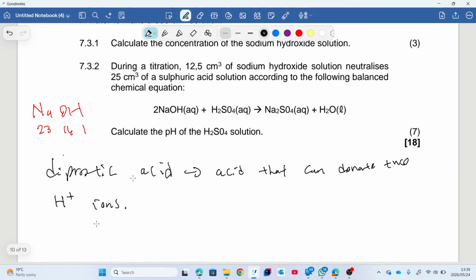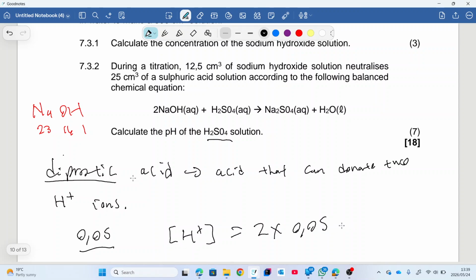That is a diprotic acid, right? So the acid that you're dealing with is diprotic. Because the concentration of the acid is 0.05, the concentration of H plus is twice the amount because it is diprotic. It's going to be 2 times 0.05, which is 0.1. Do you understand what I'm trying to say here?